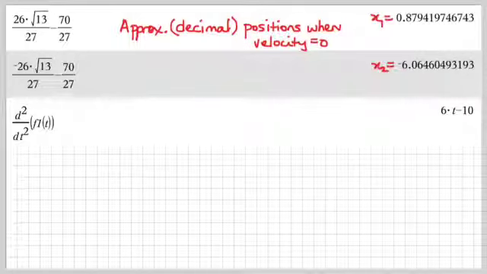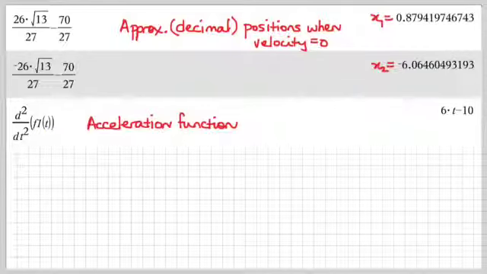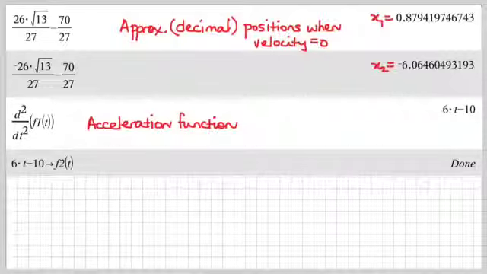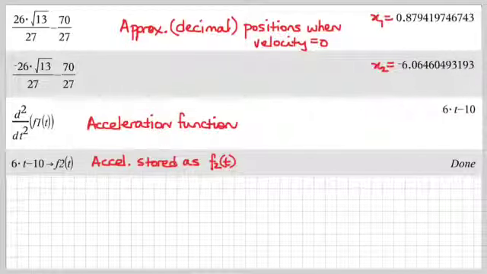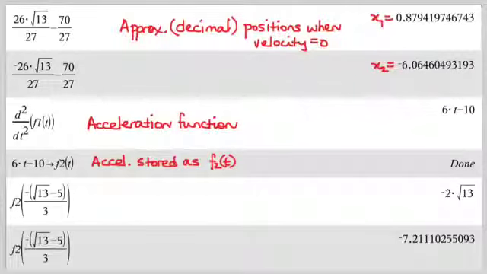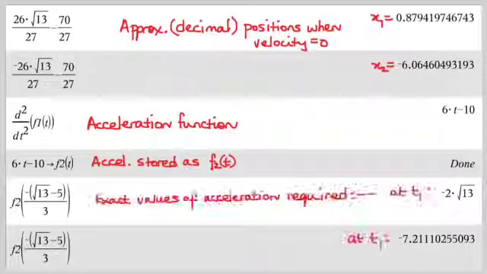Now I'm doing the second derivative. This is the acceleration function. I'm working out what the acceleration function is, 6t minus 10. We did do that before by hand, didn't we? Now I'm storing the acceleration function as f2 of t. And now I'm working out the value of the acceleration at this time. That's one of those times, and that comes out to be that in exact value and that in decimal value.